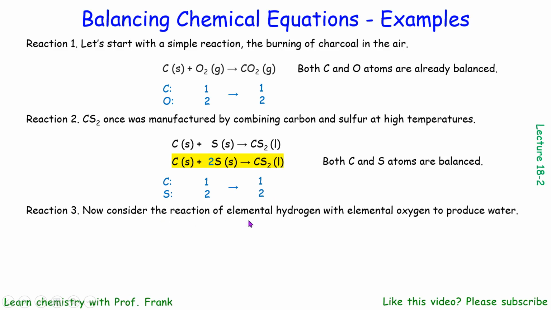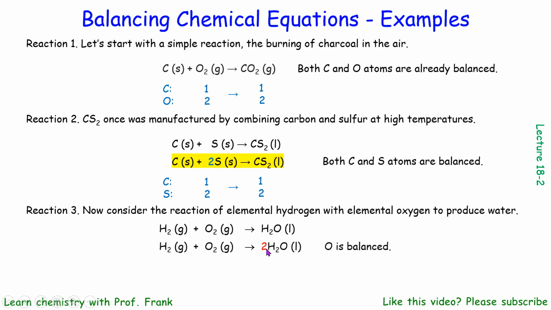Now consider the reaction of elemental hydrogen with elemental oxygen to produce water. So this is the formation of water. And if we look at the number of hydrogen atoms, it's already balanced. But that's not the case for oxygen atoms. So therefore, on the right-hand side, first we need to place a coefficient in front of H2O. That would give us 2 oxygen.